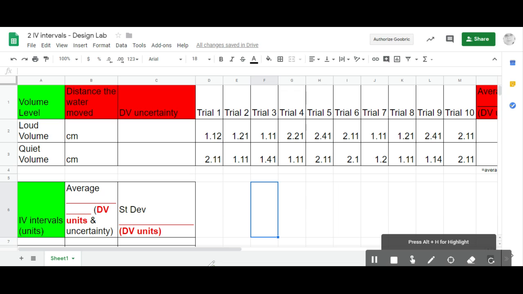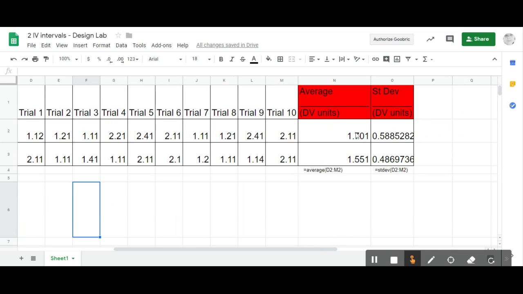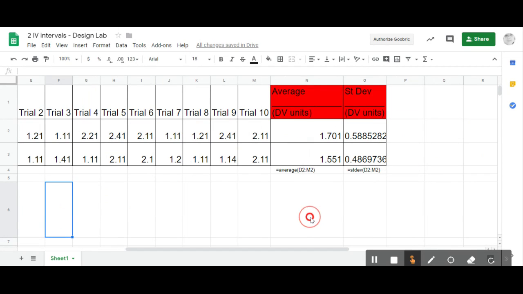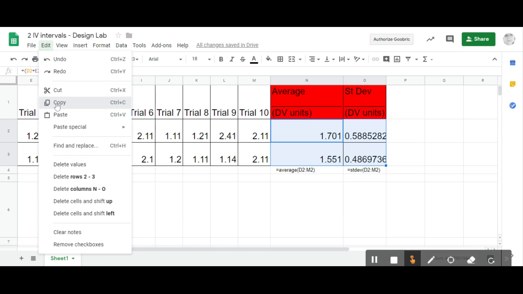To do that, I need to take the average I already have and put it with my labels. I find it easiest to just set this up as a separate table in my sheet. So I'm going to highlight the data I need. Again, hold down with your left hand, highlight it with your right. This is the data I need. And then I'm going to choose Edit, Copy.